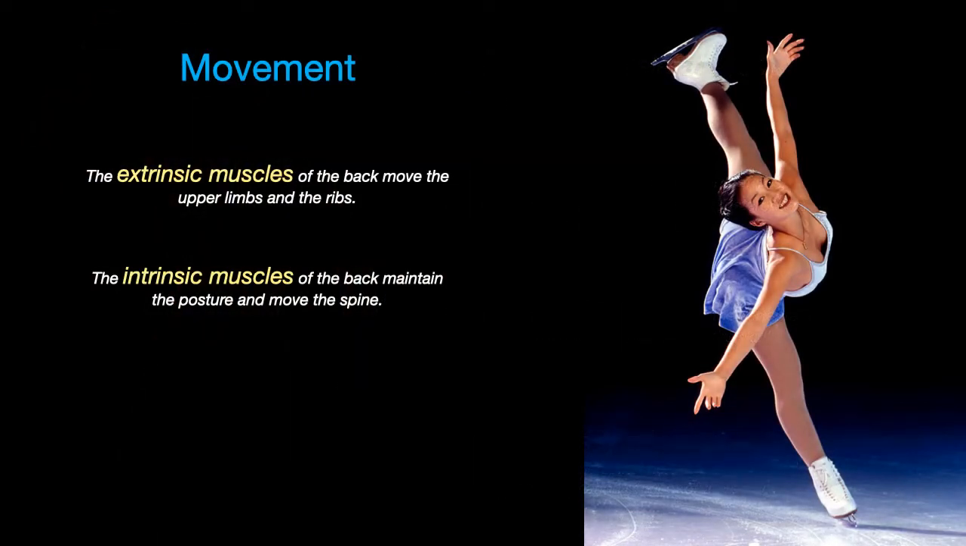Okay, but the back is not rigid. On the contrary, it allows complex movements. Movement is possible thanks to muscles that contract, and we distinguish two big groups of muscles at the back. The extrinsic muscles are at the back but are used to move the upper limbs, while the intrinsic muscles located deeper maintain the posture and move the spine itself.